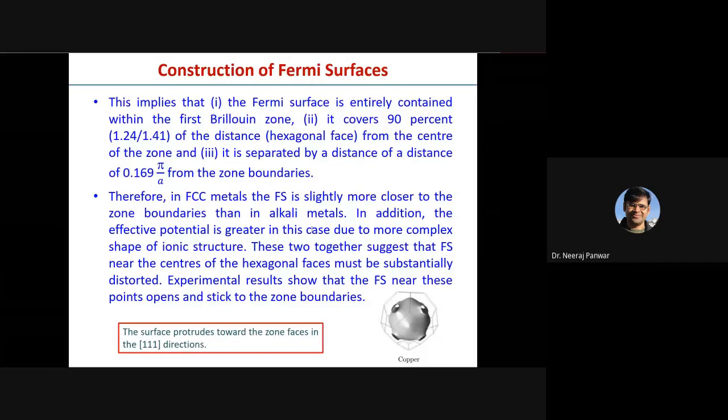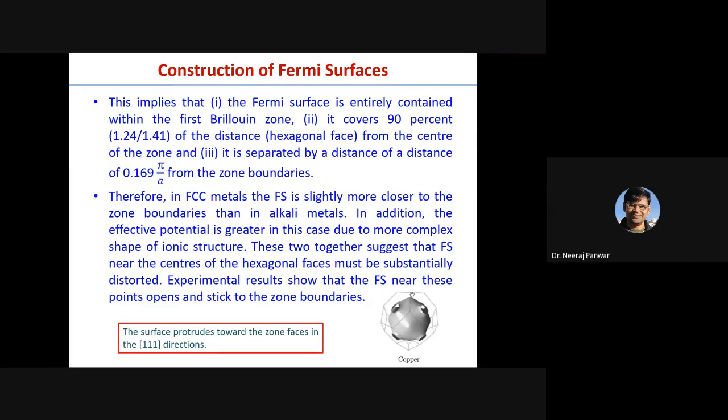These together, one thing, that the Fermi surface is closer to the zone boundary, and the other thing, effective potential is greater. These two things together suggest that Fermi surface near the centers of the hexagonal face must be substantially distorted. And experimental results also verify these theoretical assumptions. Experimental results show that the Fermi surface near the hexagonal face opens up.